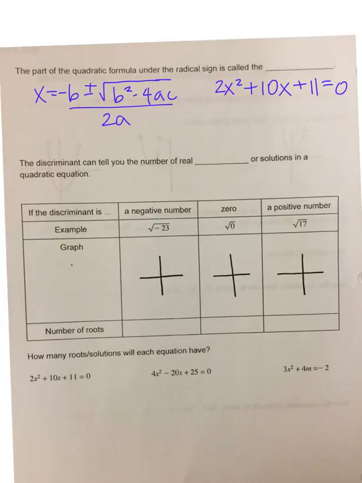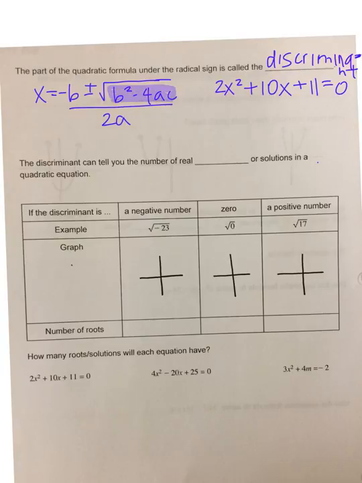Devin, this part's for you. The part of the quadratic formula under the radical sign is called the discriminant. I'm trying to draw a hyphen there. Okay, which means that our discriminant is this part right here.